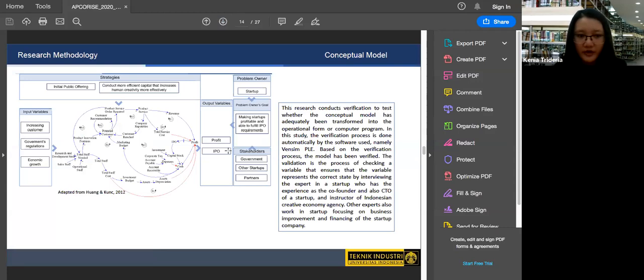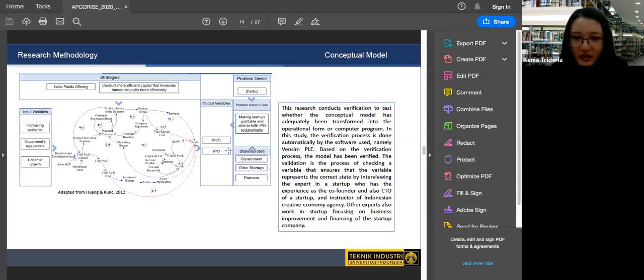There are two input variables to the system, which are the increasing customers for the startups, government regulations, and economic growth. And the output of the system itself is to achieve profit and become IPO. To achieve this, there are some strategies: doing IPO and conducting more efficient capital that increases human creativity more effectively. And the stakeholders are the government, other startups, and also the partners. And the verification for the model has been conducted using Vensim PLE, and the validation has been conducted by interviewing experts in the startup.